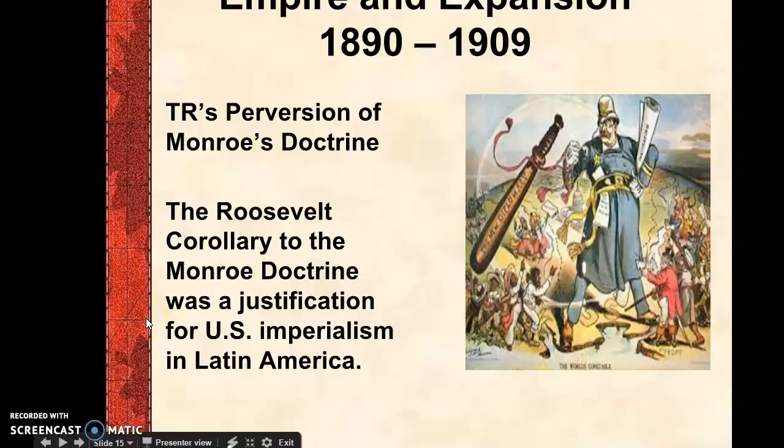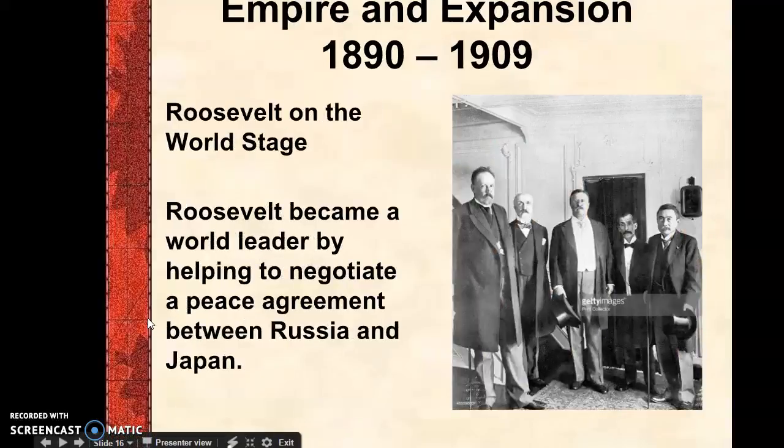TR's perversion of the Monroe Doctrine. The Roosevelt corollary to the Monroe Doctrine was a justification for U.S. imperialism in Latin America. Really, for the first time in American history, the United States began to take an active role in intervening in the internal affairs of foreign countries and so-called protectorates in Latin America. And under Theodore Roosevelt, the United States used what is sometimes called gunboat diplomacy to enforce American will and dominance in that region. Next slide.